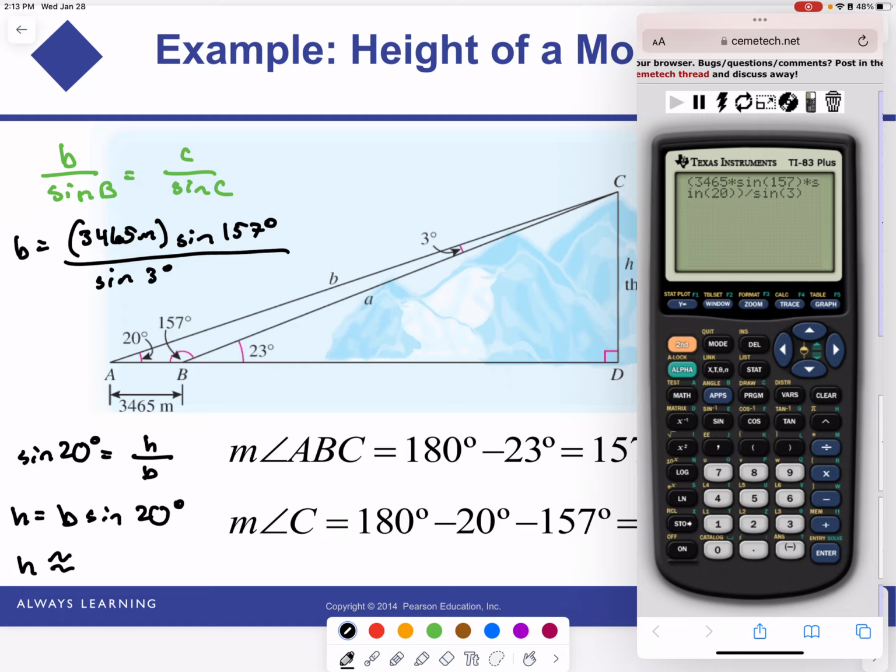Let's see. So if we want the height, and if b is the hypotenuse, we would anticipate something that should be less than the 3465 meters. Uh-oh. Let me see my mode. What are we missing? The sine of 20 should be opposite over hypotenuse. So multiply by b times the sine of 20. Uh-oh.